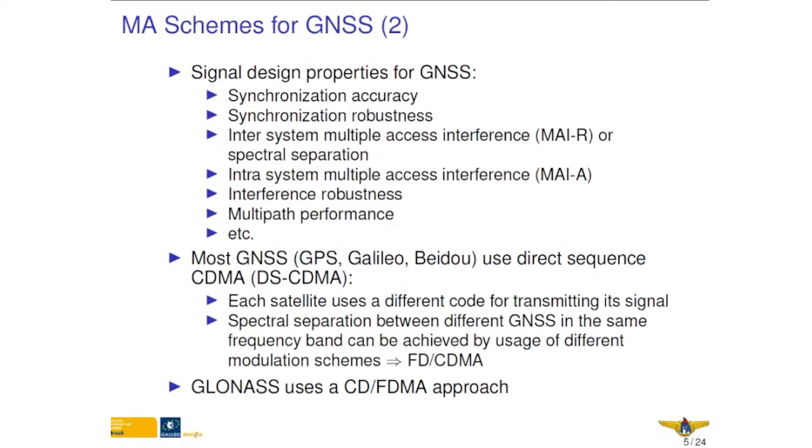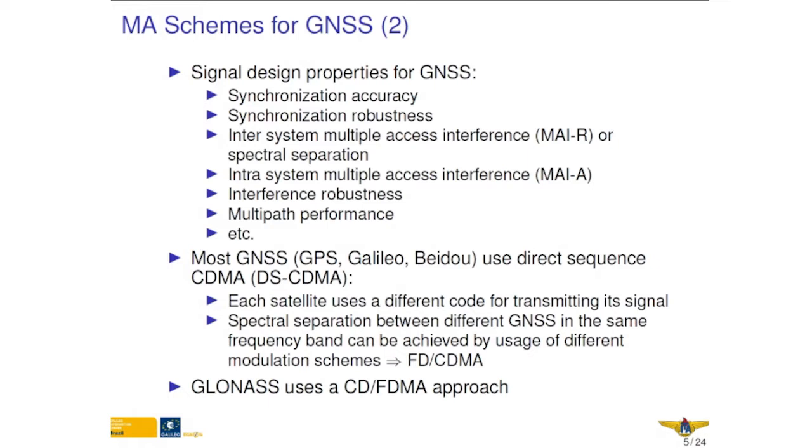And then in general, interference is always an issue in GNSS because the received power of the signal is very low. So any kind of in-band interference is very harmful, also at very low levels already very harmful to GNSS. Multipath performance, also very important.